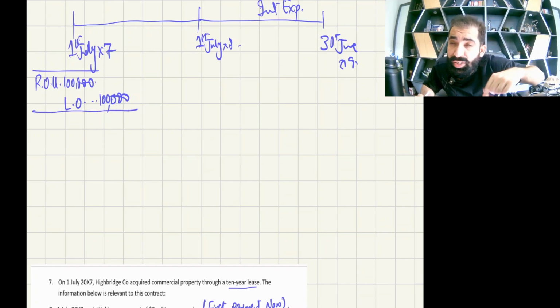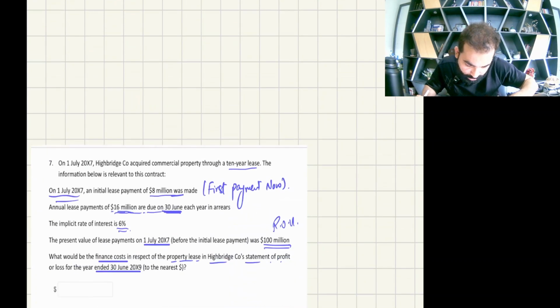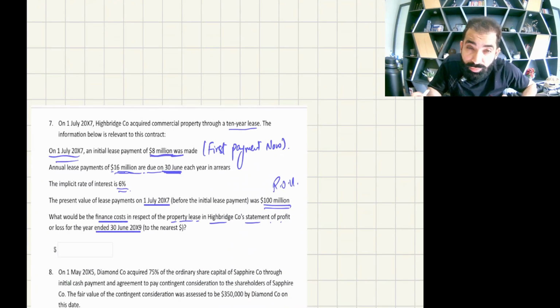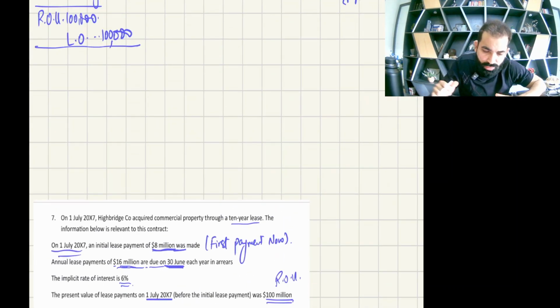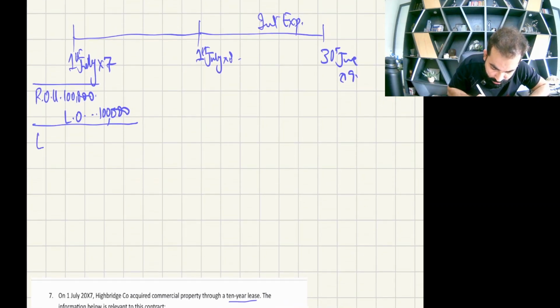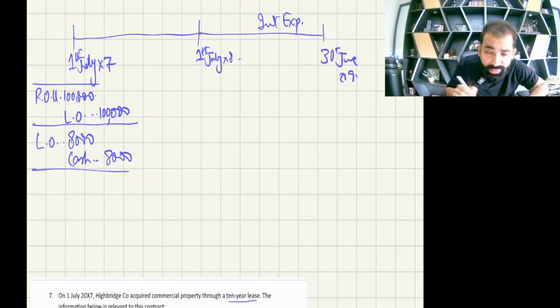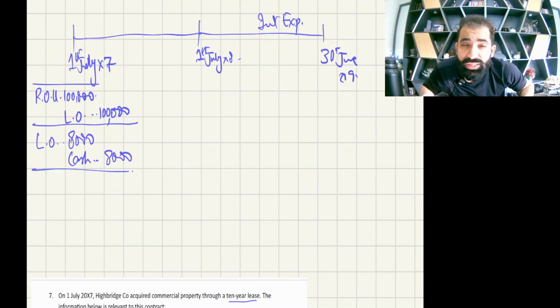Now they are saying they paid the first payment immediately, now, of how much? 8 million. First payment, stay strong. So this will be lease obligation debit 8,000 and cash or bank credit 8,000. That means your lease amortization schedule, your LAS, will start with 92,000.